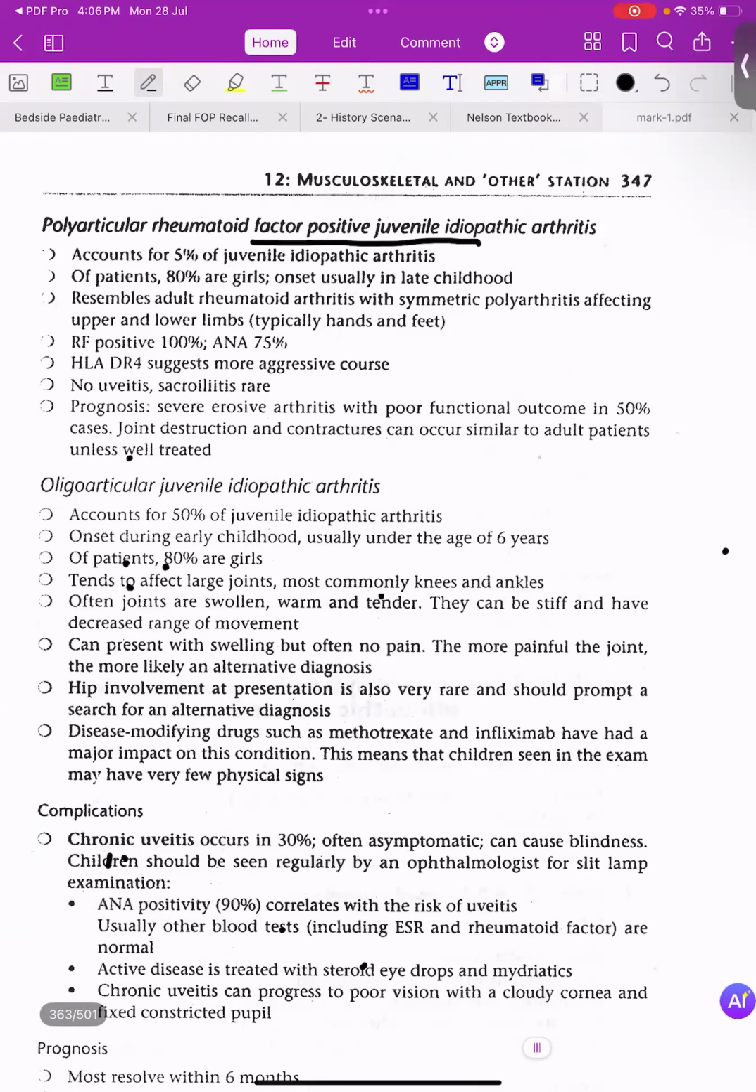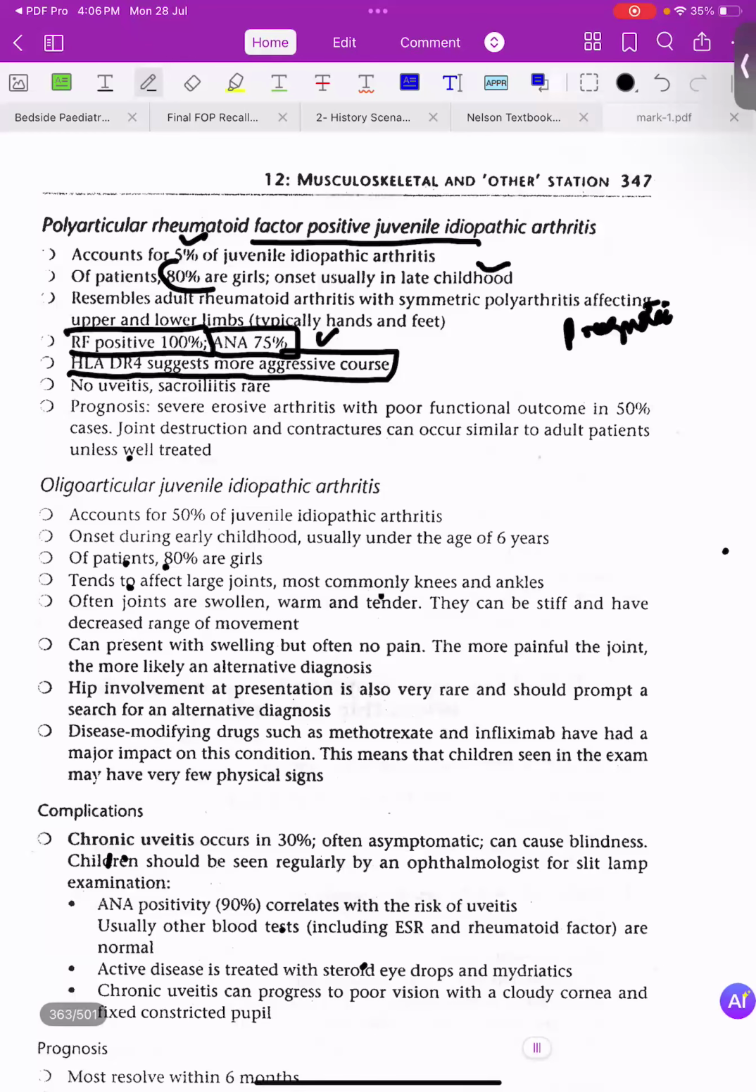It's only 5%, and only in girls, like 80% are girls. Rheumatoid factor is positive in 100% and ANA is positive in 75% of the cases. You must read it out. HLA are factors, just more aggressive factors. So if the examiner asks you what the prognostic factors are, number one is the genetic study. Next one is rheumatoid factor positivity.